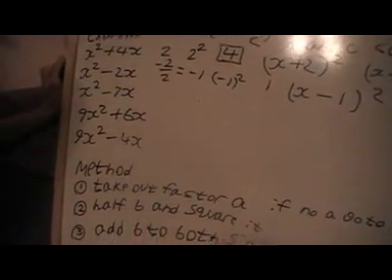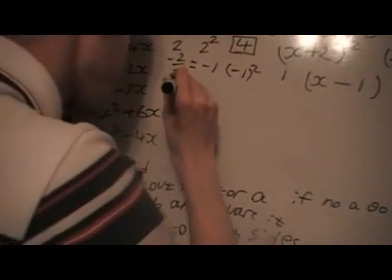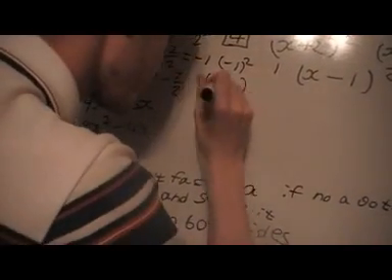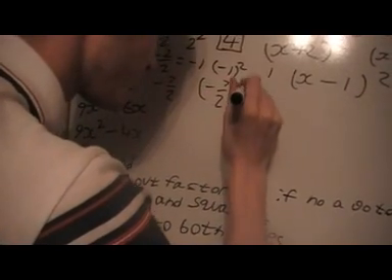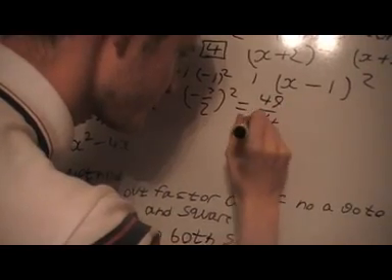And this one here, I'm going to halve that. Now this is just going to be quite a nasty one. I have to write that as minus 7 halves. Then when I square that, I square the top and the bottom, and I get 49 quarters.